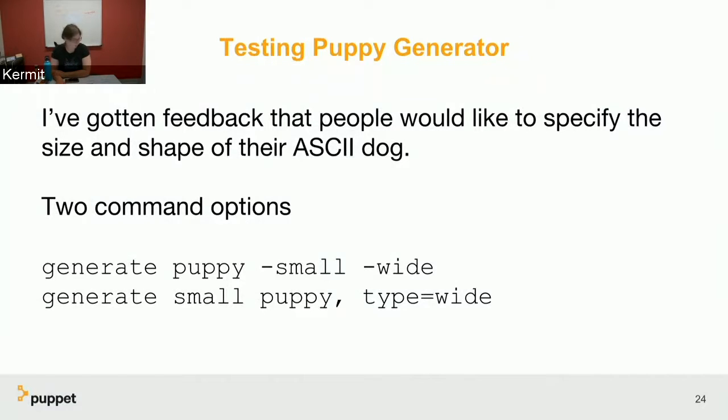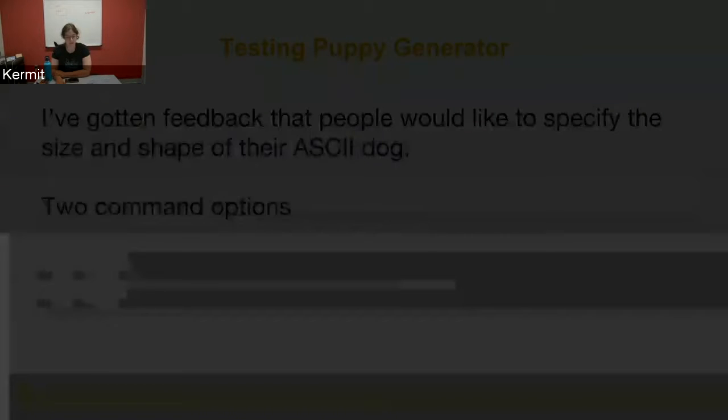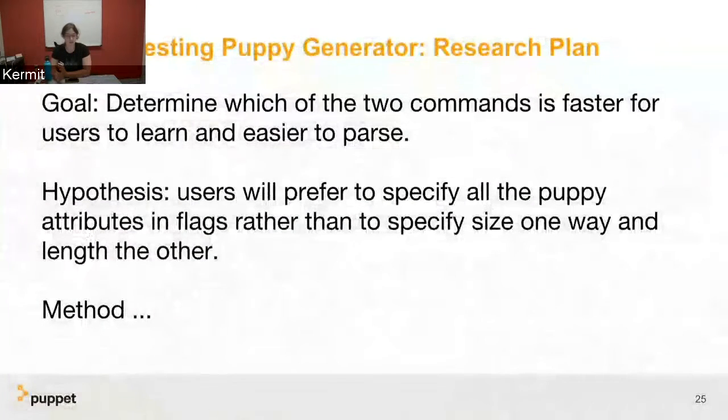So now I'm going to make a research plan. My goal is to determine which of the two commands is faster for users to learn and easier for them to parse. I've defined what I think a better command is: a better command to me is faster to learn and easier to parse. And so now I have a hypothesis. My hypothesis is that users will prefer to specify all the puppy attributes in flags rather than specify size as a type of puppy and then width or length as a second attribute.